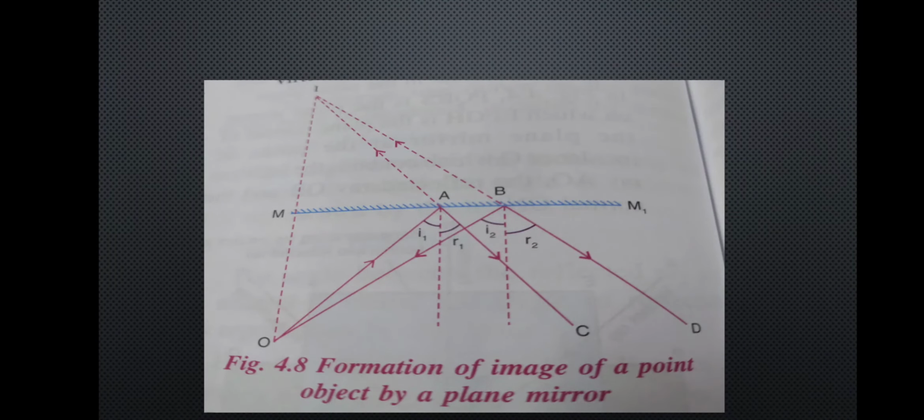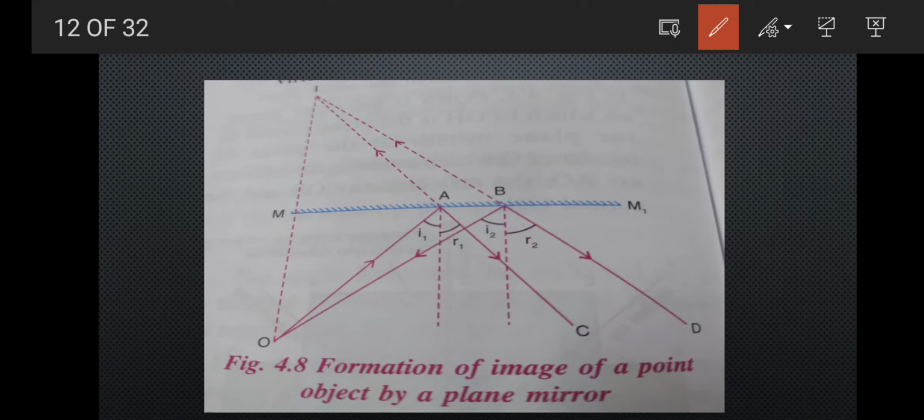So this is the diagram. Clear? This O is the point object, and from here we always take at least two incident rays to draw the diagram. Here I have taken two rays, first one is this one, second one is this one, and then according to the law of reflection we will draw the diagram. This one is the object, and this one is the image. Clear? This is the image. So if anyone keeps the eye here, that person can see the image of this point.